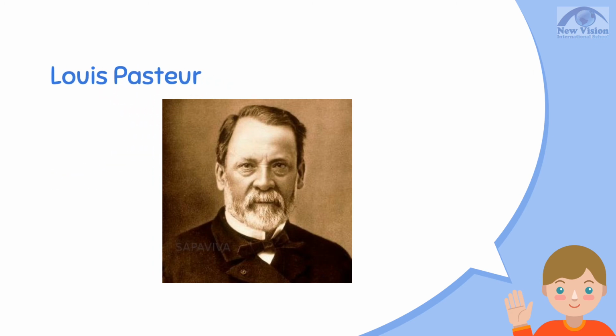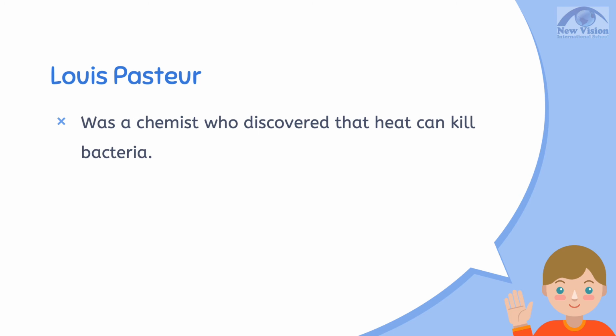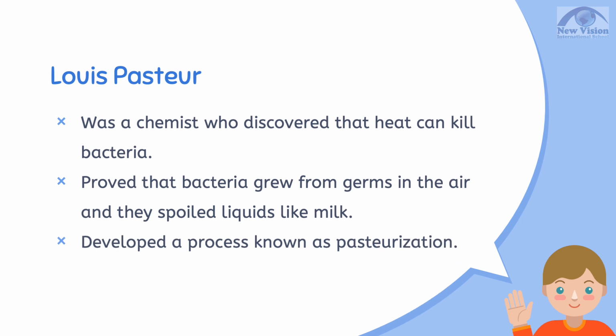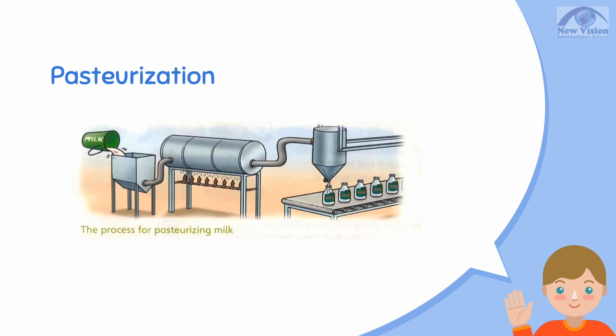Next, we have Louis Pasteur. He was a well-known chemist who discovered that heat can kill bacteria. He proved that bacteria grew from germs in the air and they spoiled liquids like milk. Then, this discovery led him to the development of a process known as pasteurization. Here is a simple illustration of the process of pasteurizing milk. Once again, this process was developed by Louis Pasteur.